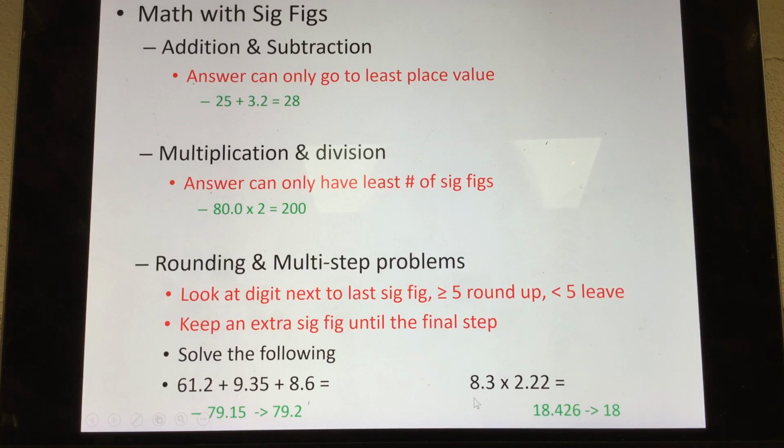Over here, 8.3 times 2.22. Now the 2.22 has 3 sig figs, but 8.3 only has 2. So when we're multiplying and dividing, again, we go by the least number of sig figs. So since 8.3 only has 2 sig figs, we cannot keep all of these numbers in our answer. We cannot make this 18.426 like your calculator says. We have to round it to just 2 sig figs. And since 4 is less than 5, we don't need to round up. We can leave it at 18. So the answer would actually be 18.